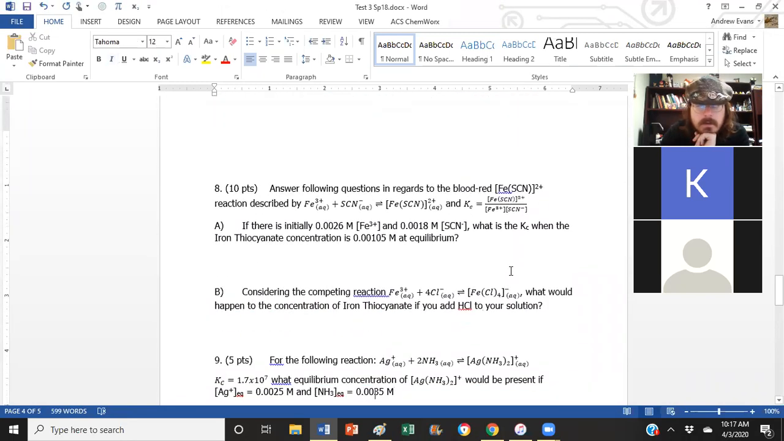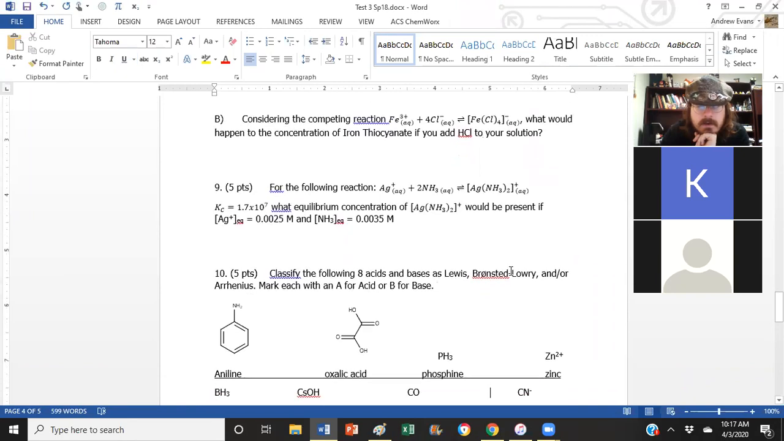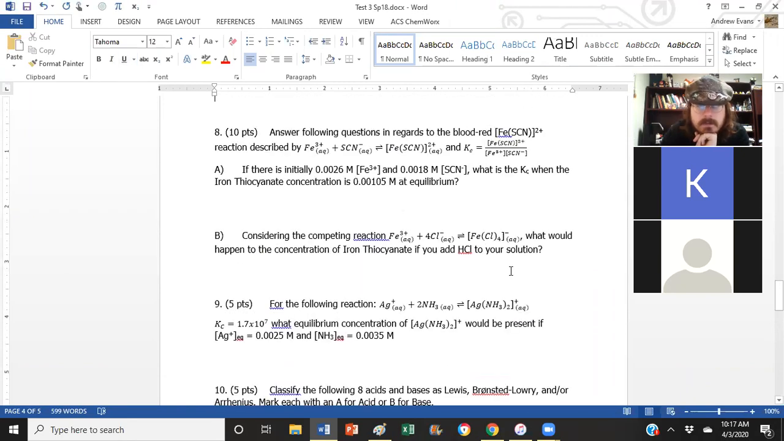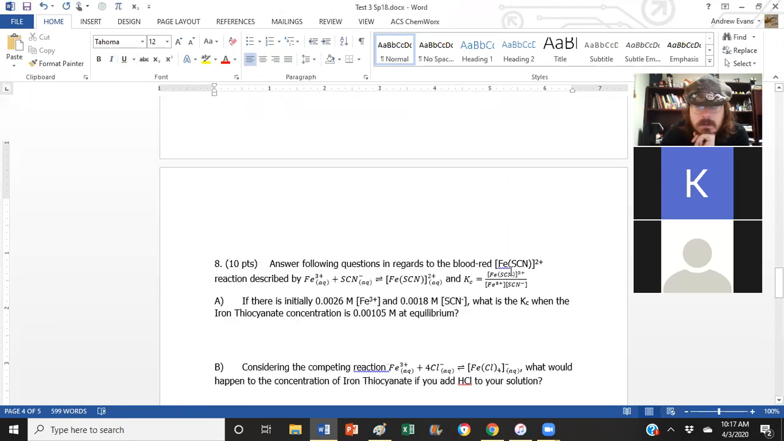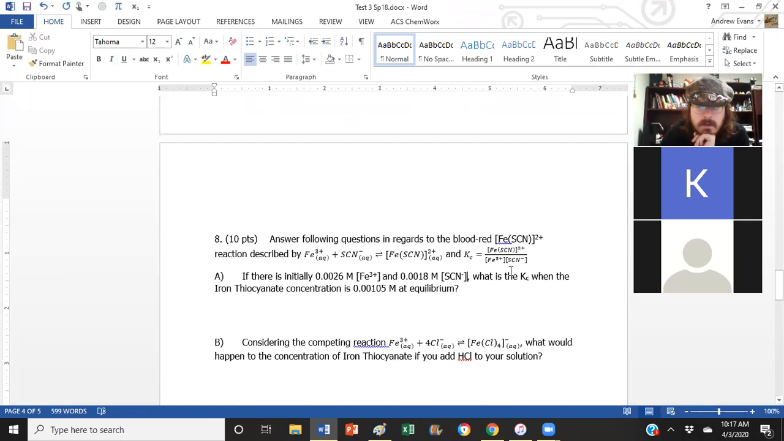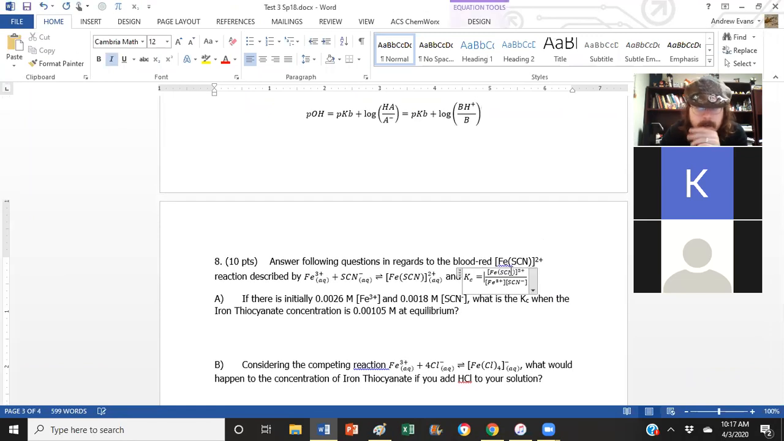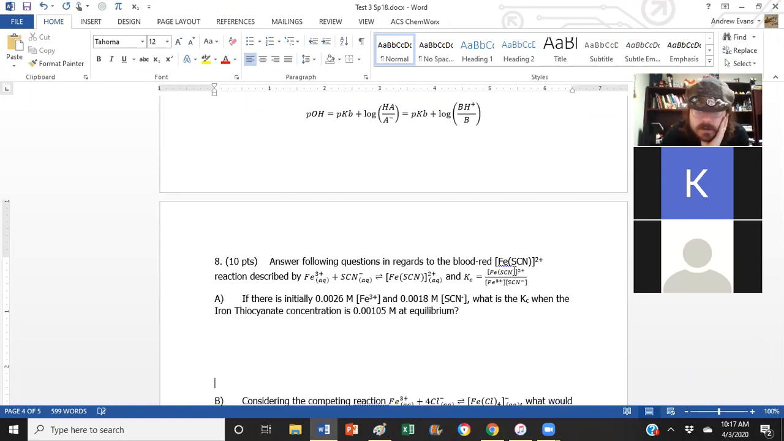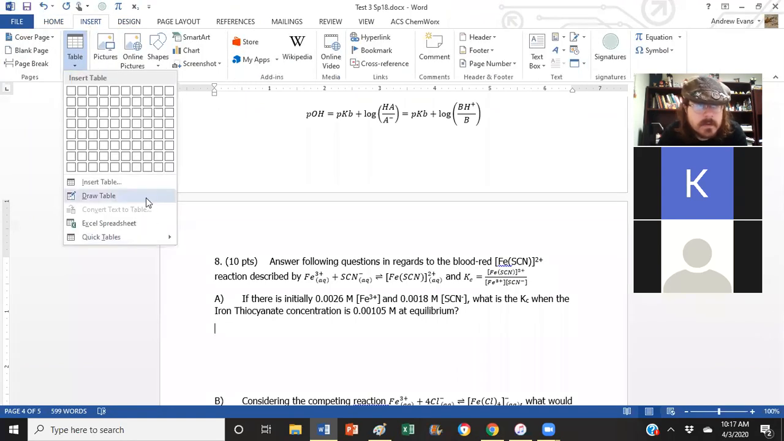Okay. I think 8, 9, and 10 are the last three problems. They shouldn't take us too long. Number 8 is based on the lab that most of you have just done, following the questions regarding the iron thiocyanate complex. This is your K equation for this. So, ice table. Put in an ice table. I'm going to insert a table in here just so we can see this.